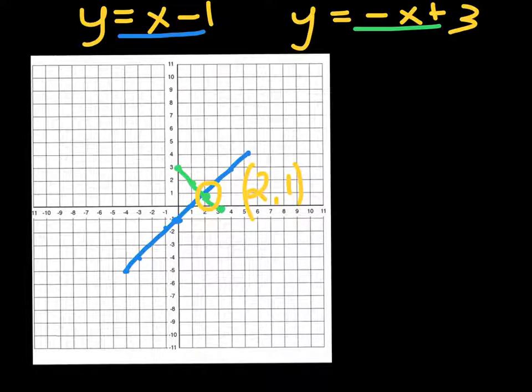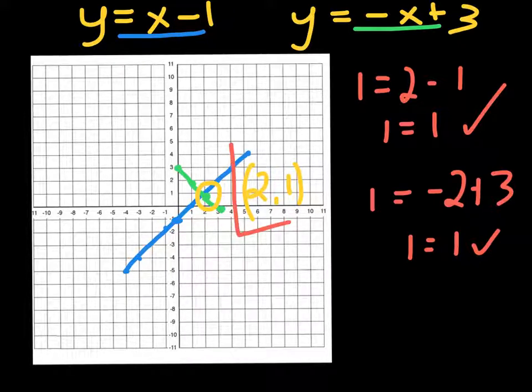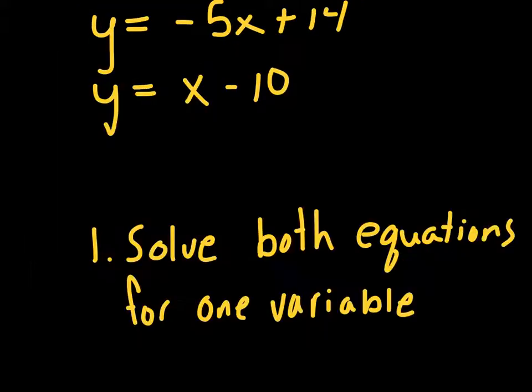And I just want to double check and make sure, so I'm going to plug those values into both of these. 1 equals 2 minus 1, that would be 1 equals 1, that checks out. And on the second one, we should have 1 equals a negative 2 plus 3. Negative 2 plus 3, 1 equals 1. So I am correct. The answer is (2, 1).